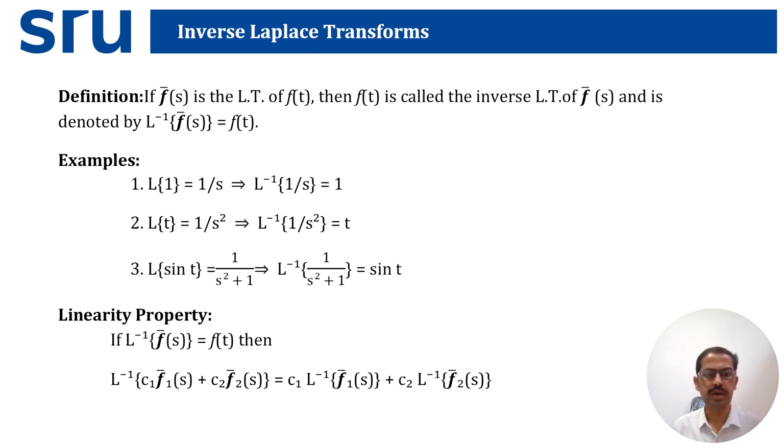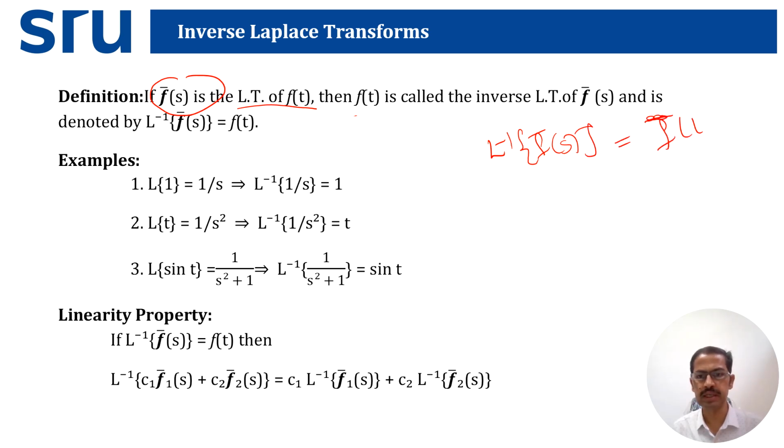Here, f bar of s is the Laplace transform of f of t. Then the inverse of f bar of s is denoted by L inverse of f bar of s equal to f of t, not bar, f of t. So f of t is the inverse Laplace transform of f bar of s, right?